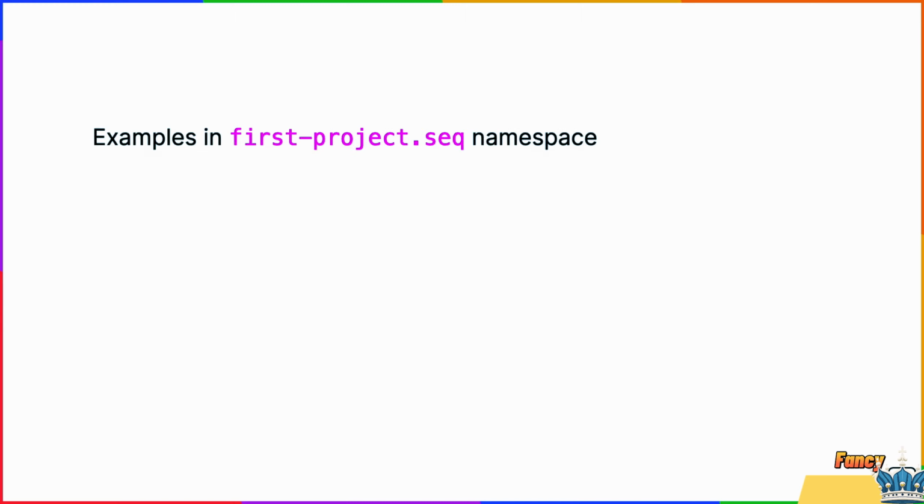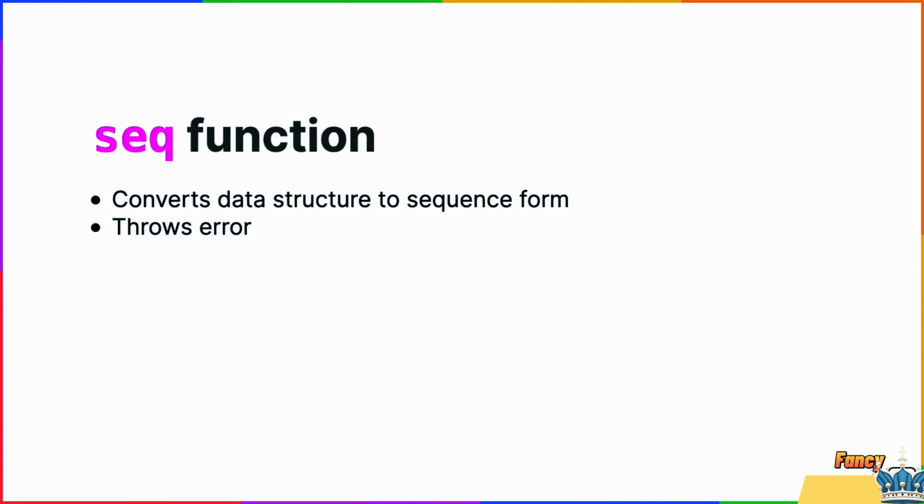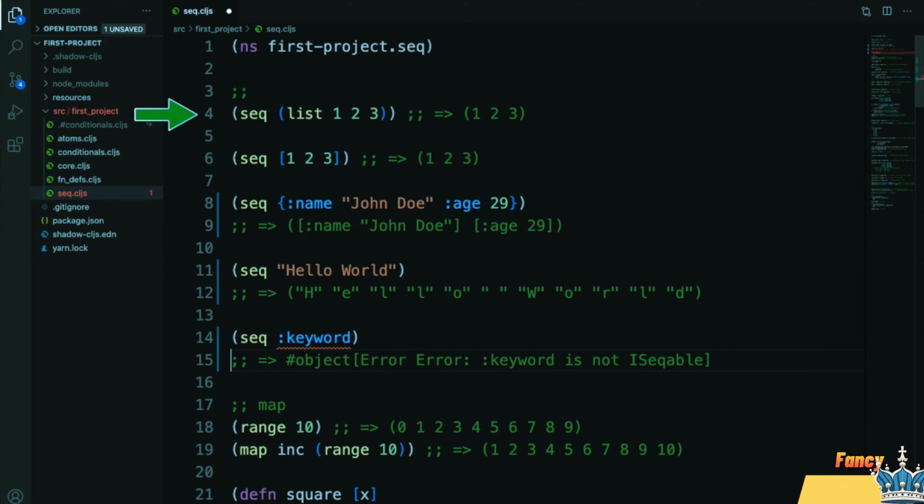The examples in this chapter are coded in the first project.seq namespace. We are not going to ask you its disk path and assume you know it already. To get the sequence representation of a data structure, we can use the seq function. The seq function converts a data structure into a sequence form if it's possible. In cases where the input does not implement the ISeq interface, an error is raised. Lists are not converted, vectors and strings are converted to lists, and maps are converted into a list of vectors.